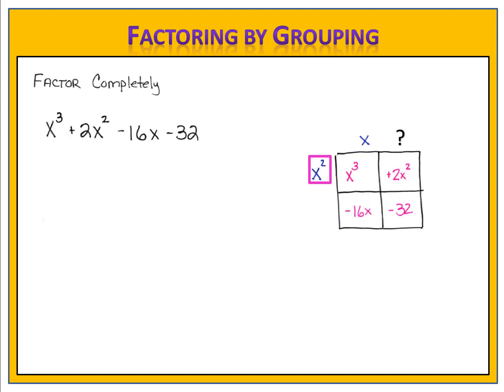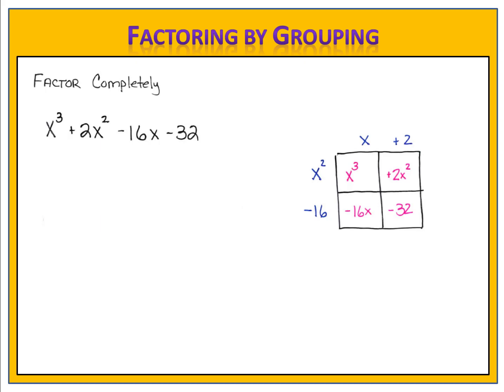X to the second times something equals 2x squared. X to the second times what equals 2x squared? The number is 2. Now we go across the bottom row. Some number times x equals negative 16x. What times x equals negative 16x? Negative 16. And finally, we can check: negative 16 times positive 2 equals negative 32. It looks like we're on the right track.